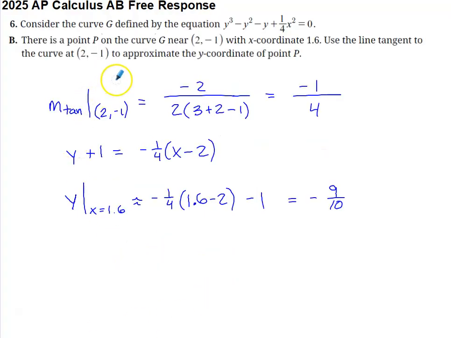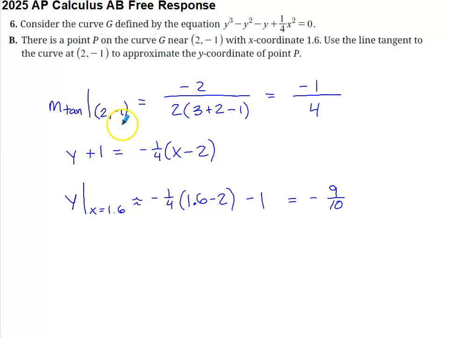Part B says there's a point P on the curve G near the location (2, -1) that has an x-coordinate of 1.6. We want to use the line tangent to the curve at (2, -1) to approximate the y-coordinate of point P. So I'm going to build my tangent line equation at this ordered pair, and then I'm going to use that tangent line equation to make an estimate for the y-coordinate at 1.6.